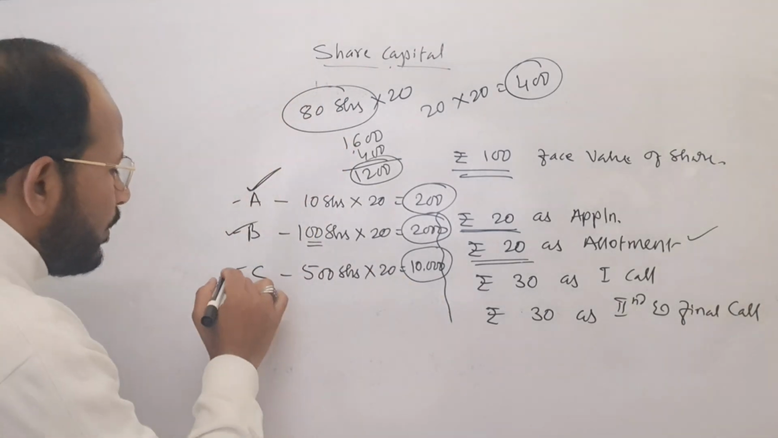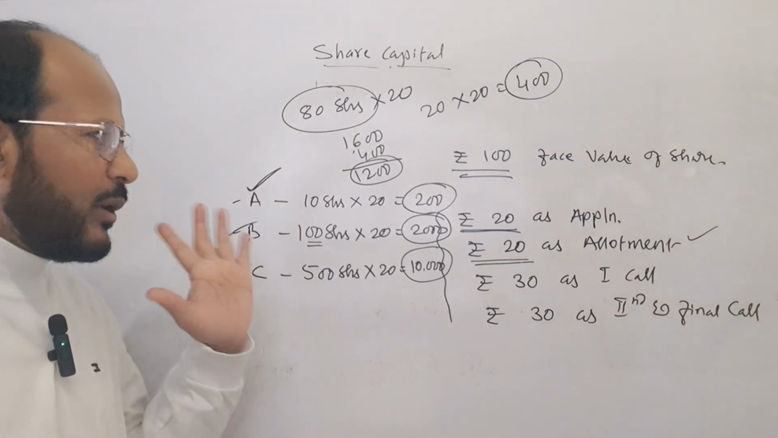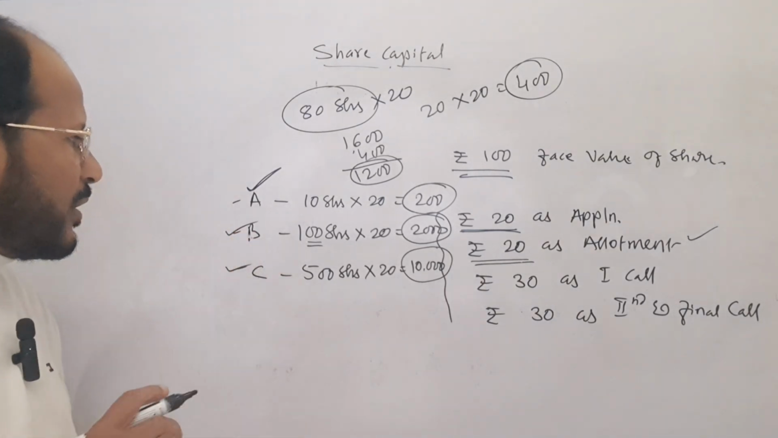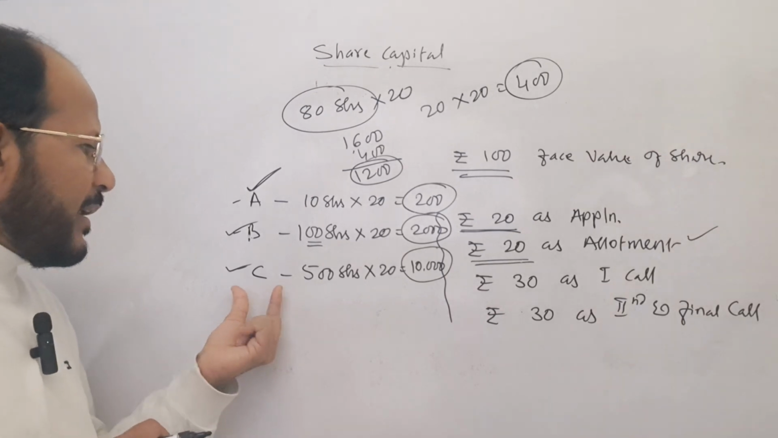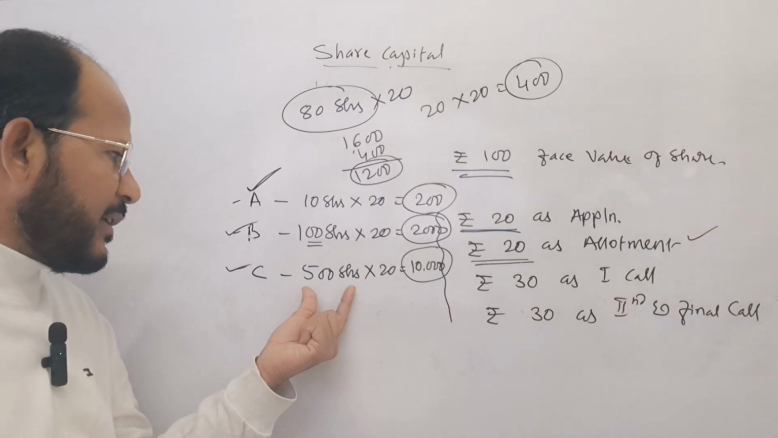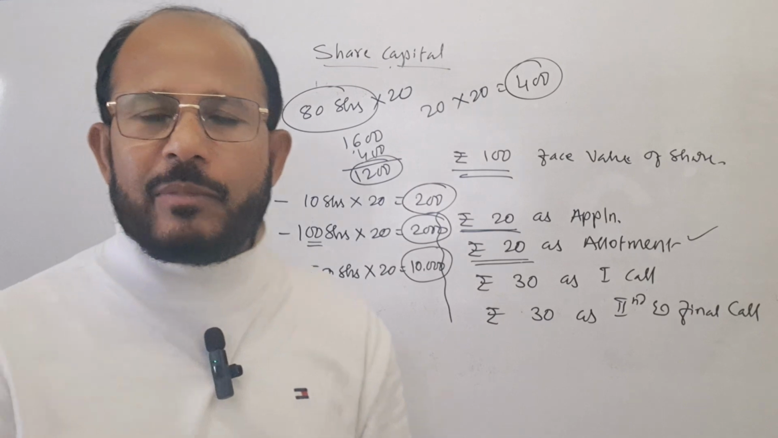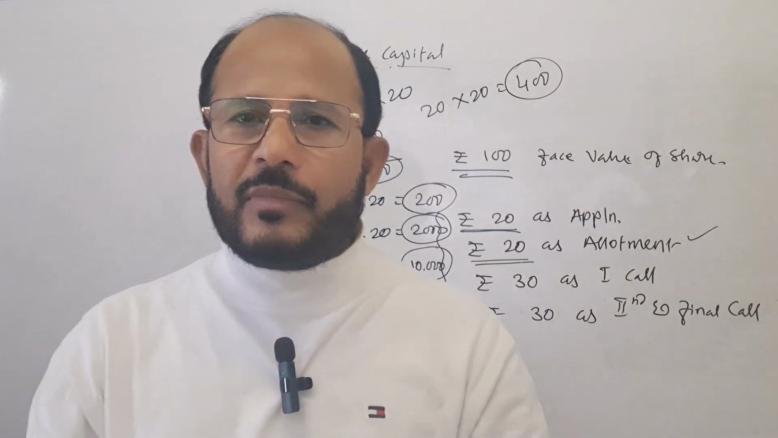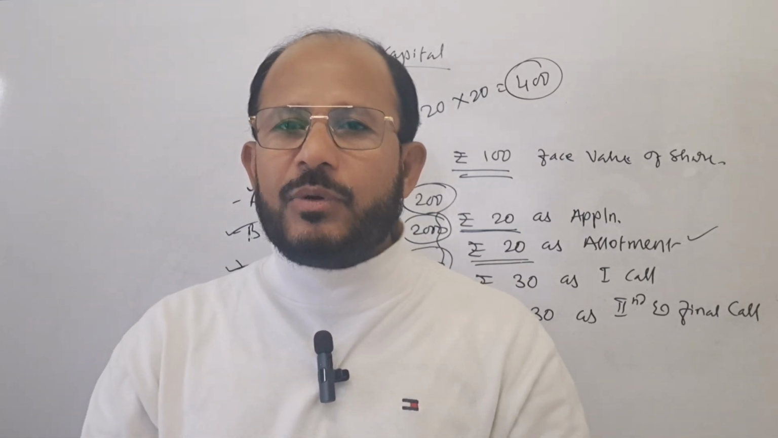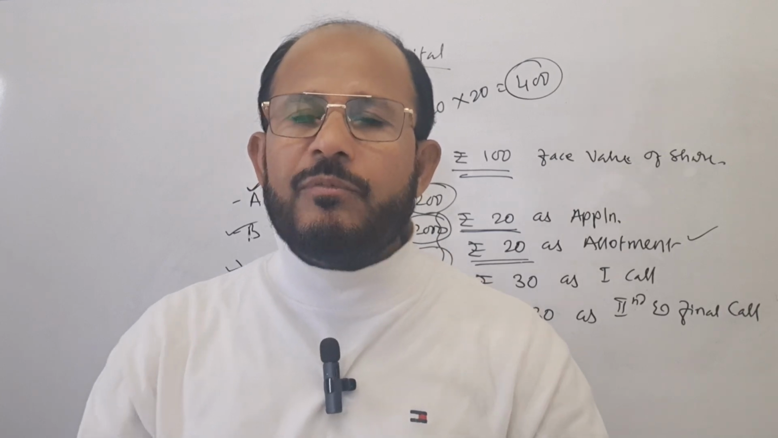Next, come to Mr. B, C. Now, B has become what? The shareholder. A is also a shareholder. B is also a shareholder. Now, C is there. Mr. C has demanded 500 shares. Assume here C's application is rejected by the board of directors. Assume rejected in the sense what? Mr. C is not allotted any shares of the company.